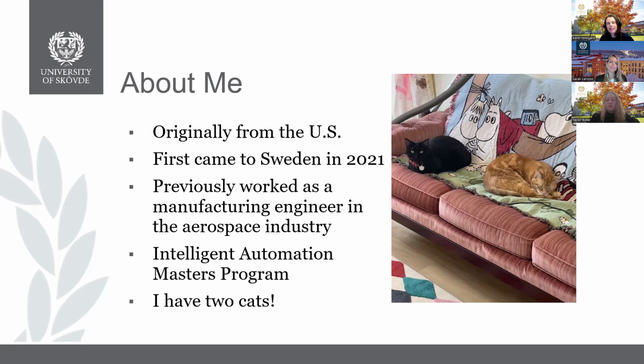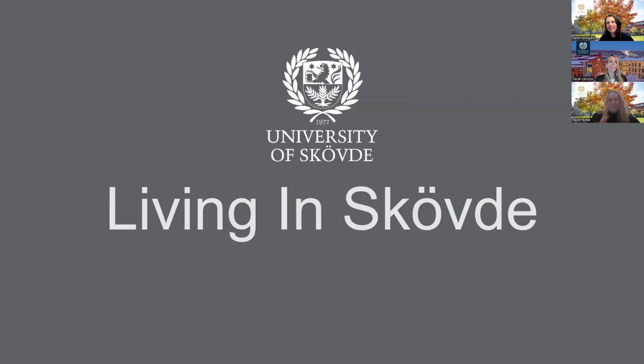But my program is quite diverse. I'm in the intelligent automation one. We have students from all sorts of backgrounds. Some people studied automation in their undergrad. Several of my course mates are computer programming people, so they come from the computer science world. And then I have two cats, and that is them in my apartment here in Skövde. I know a question I get asked a lot is, can I bring my pets? And you can. They moved from the United States to Sweden with me.